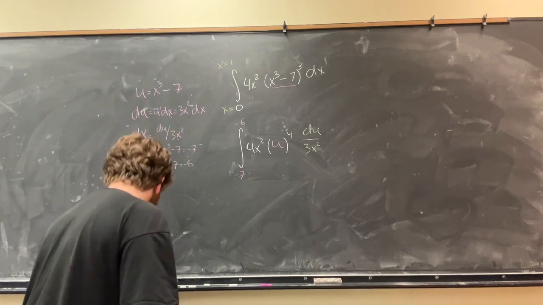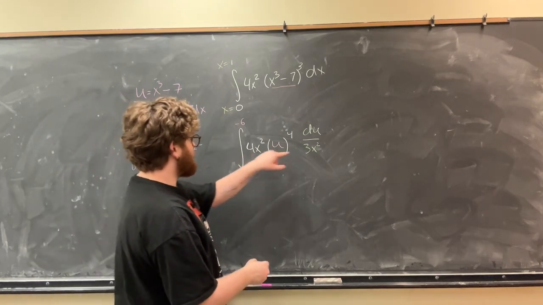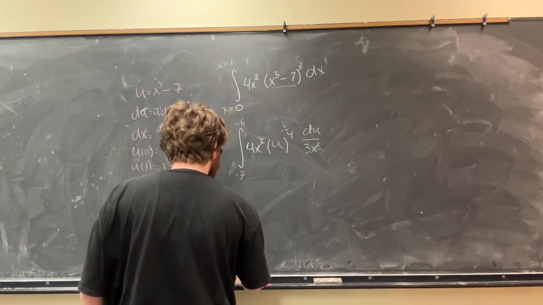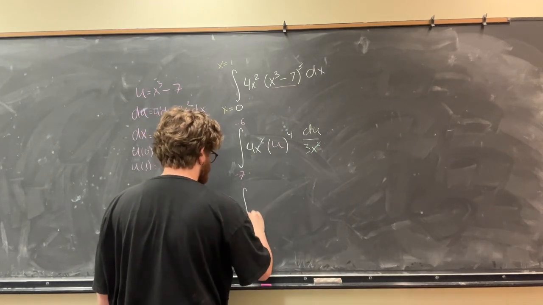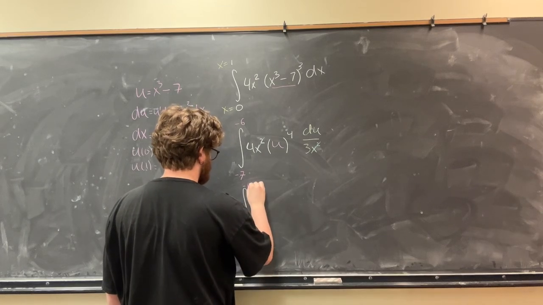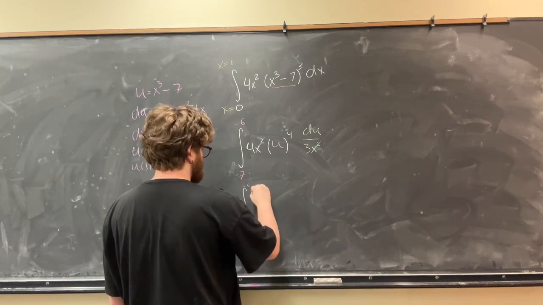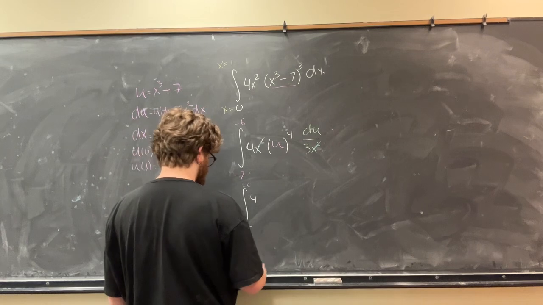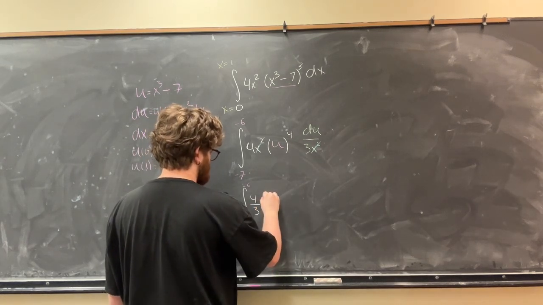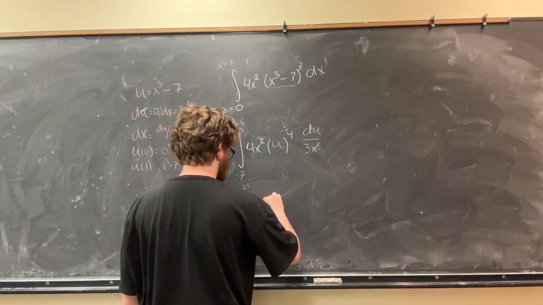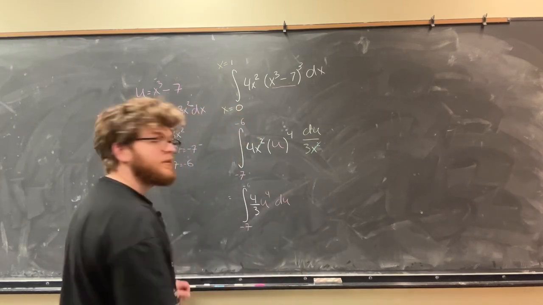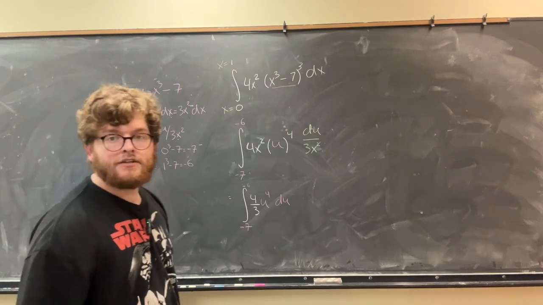We can do some cancellation. This x squared cancels with that x squared. And that leaves us with the integral from negative 7 to negative 6 of 4, and we have that 3 left over. I'm just going to write 4/3, and then u to the 4th du. Cool. Go over here and finish it up.